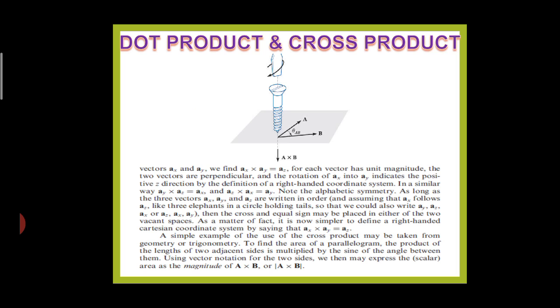Now a simple example of the use of the cross product may be taken from geometry or trigonometry. To find the area of a parallelogram, the product of the lengths of the two adjacent sides is multiplied by the sine of the angle between them. Using vector notation for the two sides, we may express the scalar area as the magnitude of a cross b.